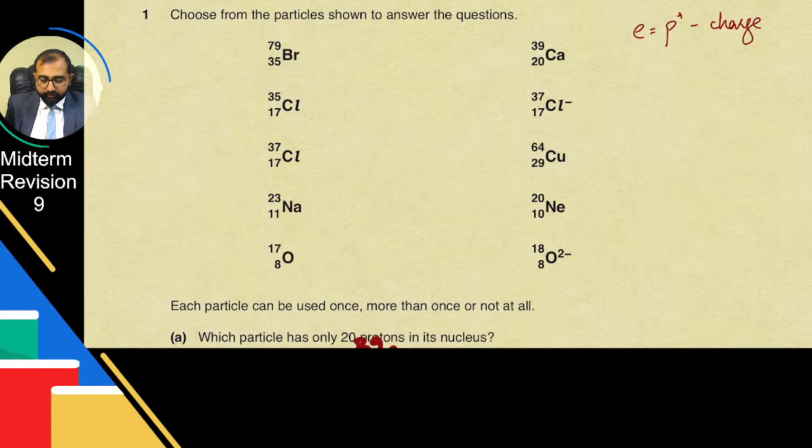So go for the ones that have charges. So ये वाला और ये वाला. तो प्रोटॉन माइनस चार्ज करते हैं तो 17 minus -1, that gives me 18. In this case 8 minus -2, that gives me 10. So that means this one has 18 electrons.